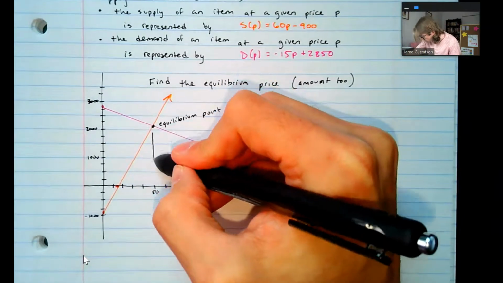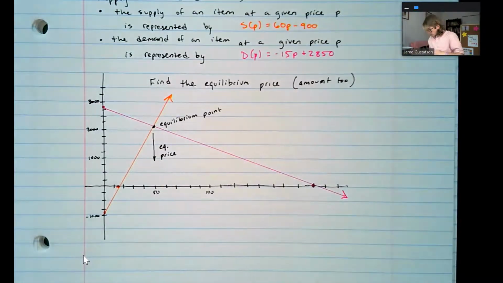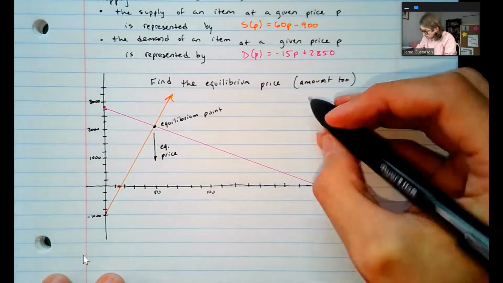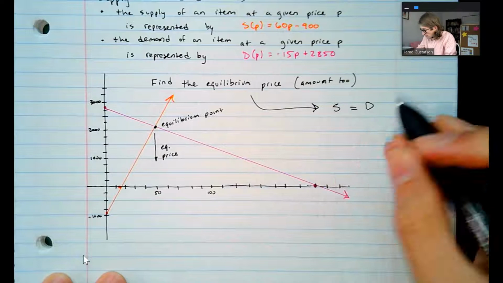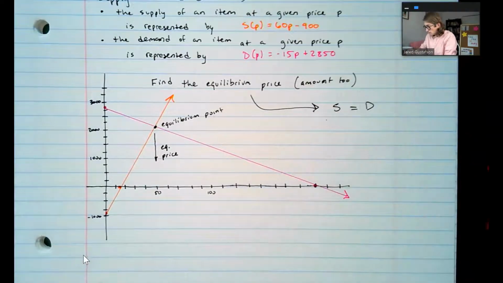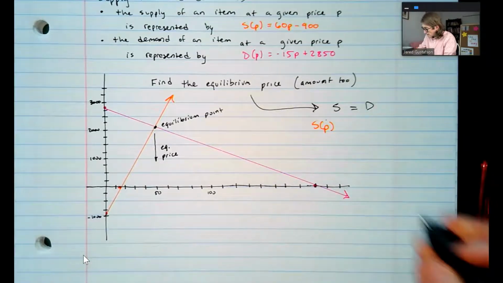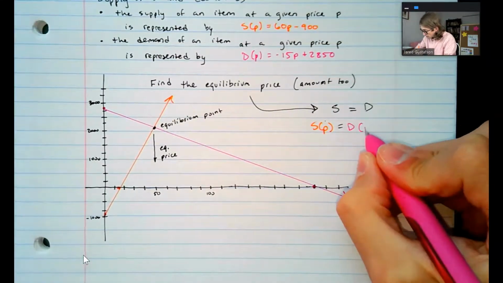If I drew this perfectly, it's going to be down there. Looks like it's supposed to be about 50. We'll see if that works, but again, this is just a sketch of the graph, so it could be off a little bit. How are we going to find the equilibrium price? That's when the supply equals the demand. So we're going to do S of P. When is that equal to D of P?